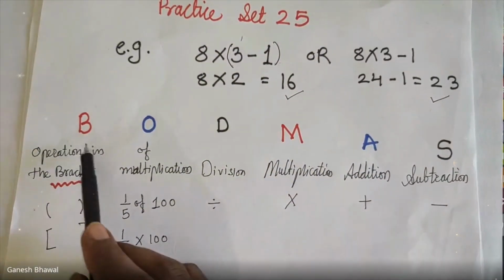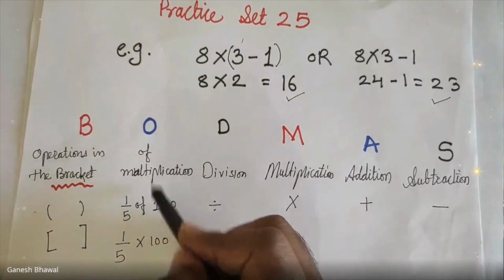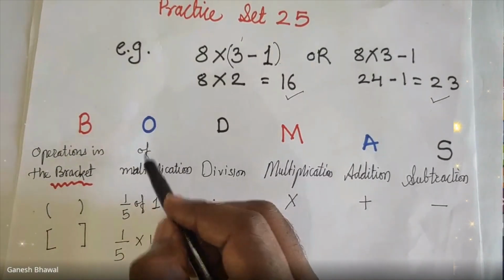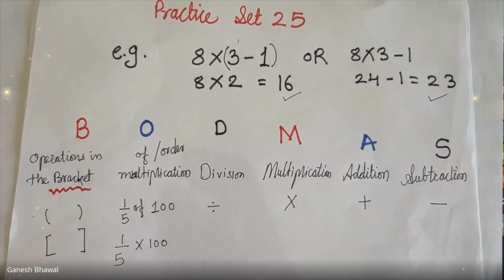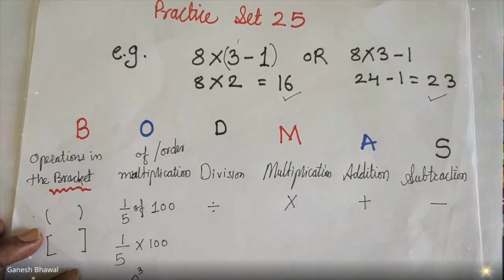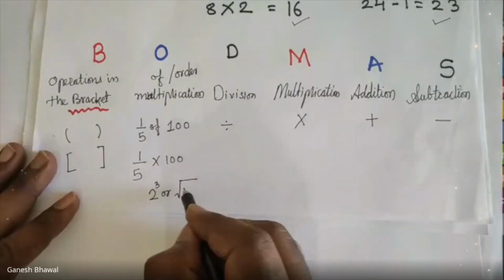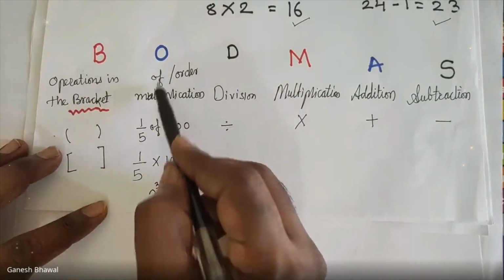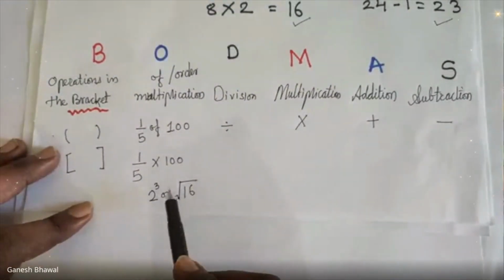Did you understand this? BODMAS: operations in the bracket, then of multiplication, or another name for of multiplication is order. Now what is the order? We know indices, 2 raised to 3, it means cube of 2, or square root of 16. So these are called orders. So of multiplication or these orders will come at second place.